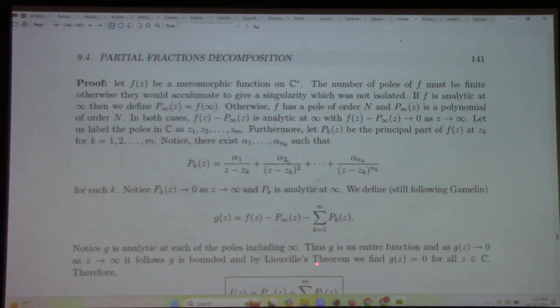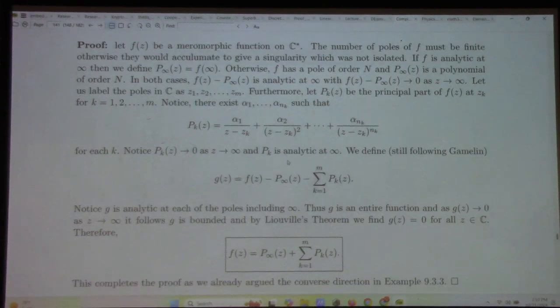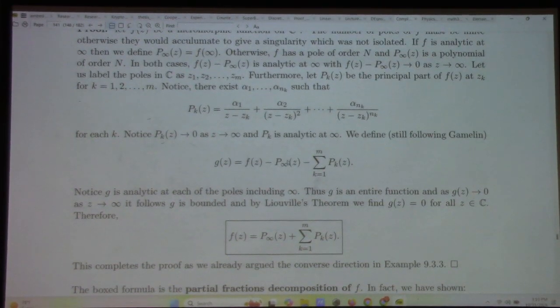Then by Liouville's theorem, g is bounded and therefore constant. It's 0 for all z. But g of z being identically 0 on the complex plane means that f of z is equal to its value at infinity, which is either a polynomial or a constant or 0, plus the sum of the principal parts. But this is exactly the partial fractions decomposition of a rational function.